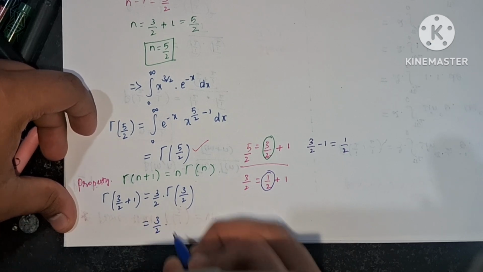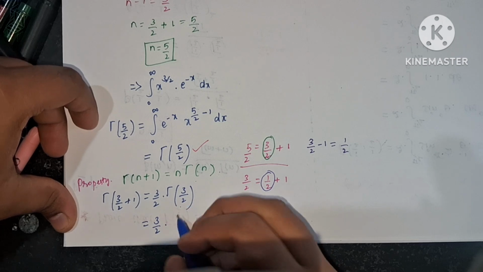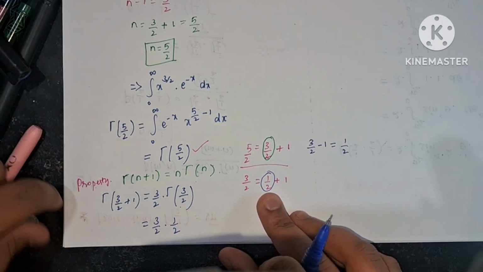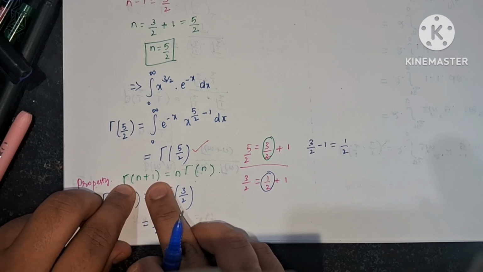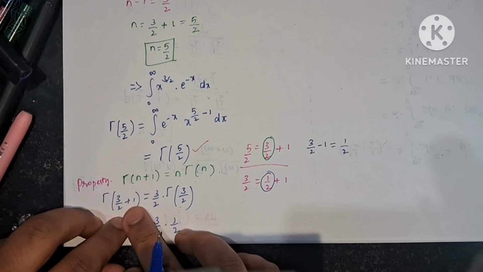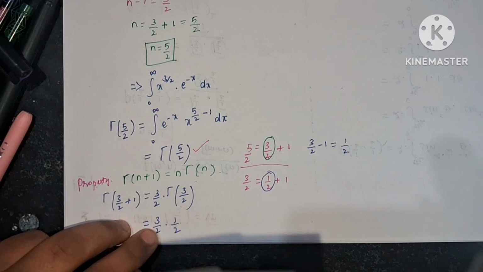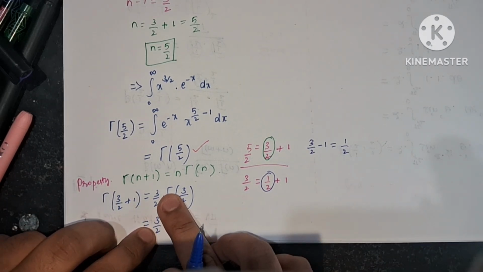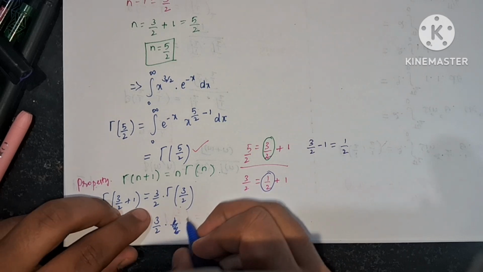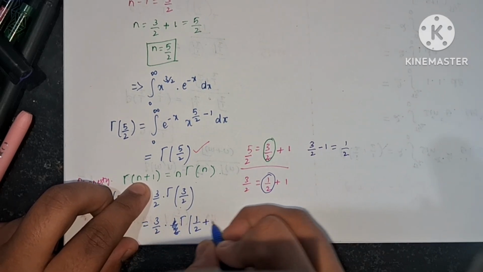So 3 by 2 into gamma of 3 by 2 can now be written with 1 by 2, which became gamma of 1 by 2 plus 1. Before going to the next step I will write this, otherwise you will get confused. Instead of writing gamma of 3 by 2, I will take it as gamma of n, where n is 1 by 2, so gamma of 1 by 2 plus 1.